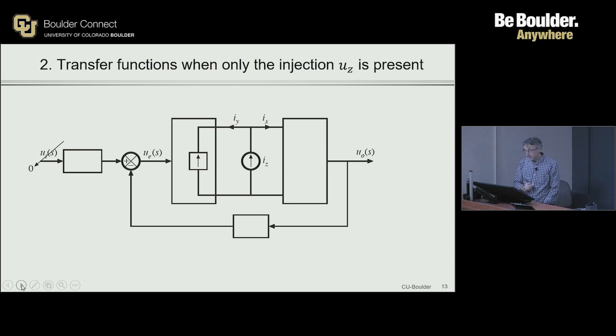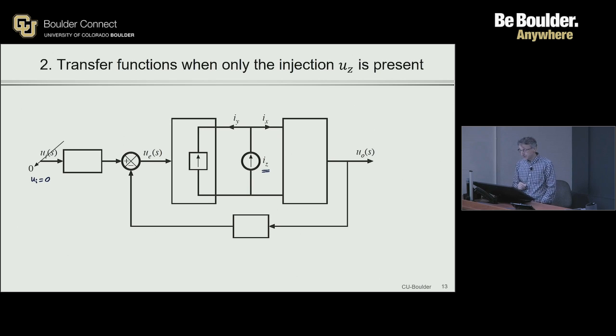Now, next we want to do step number 2, which is to find the transfer functions when only the injection IZ is present. So we set UI to 0. There is no input present. You know, if it's a voltage source, it's a short. If it's a current source, it's an open. But we do have IZ present. The injection signal is in fact present.